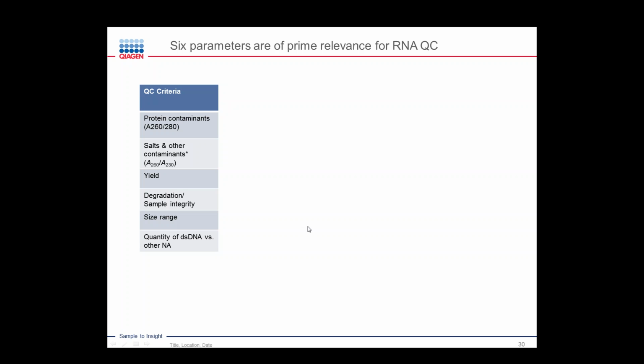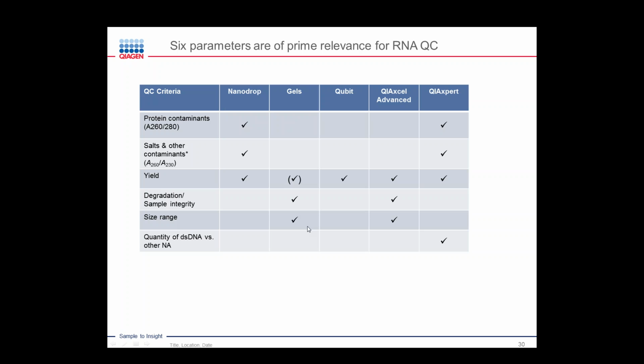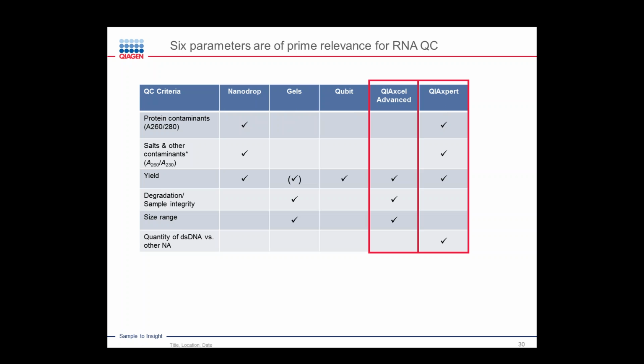And these are instruments or methods capable to assess the different QC criteria. For instance, the NanoDrop, agarose gels, the Qubit fluorimeter, the QIAxcel Advanced instrument, and the QIAxpert spectrometer. No single instrument, as you can see, can cover all QC parameters, but a combination of the QIAxcel Advanced and the QIAxpert covers all RNA QC parameters. Actually, there is no one-for-all solution in the field available.